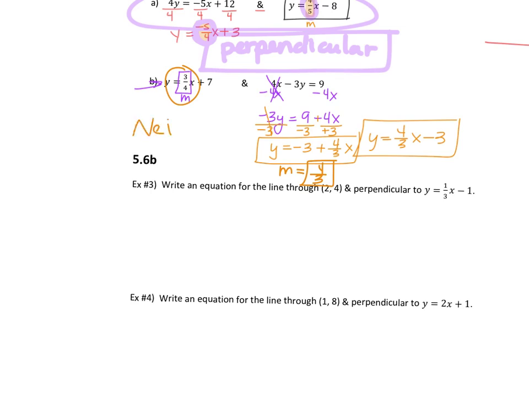So if they're the same slope, parallel. If they're opposite reciprocal, perpendicular. If it's none of those, you say neither.